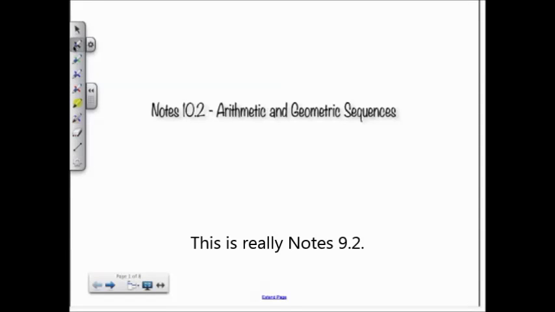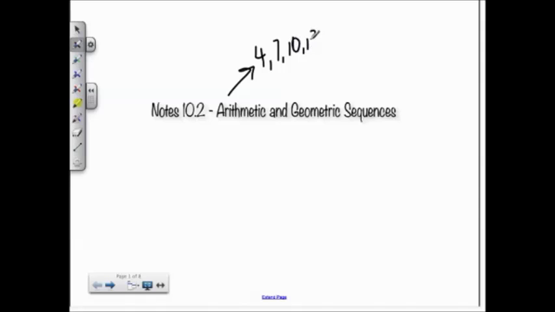All right, this lesson is on the difference between arithmetic and geometric sequences, which are both sequences that you've already seen, but we're going to talk more specifically about how they are different from each other. So an example of an arithmetic sequence would be something like 4, 7, 10, 13, so on and so forth.